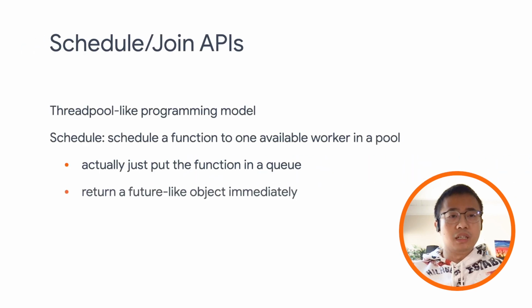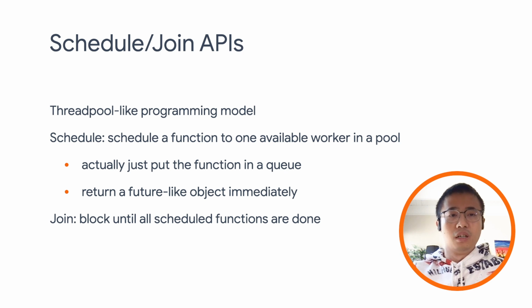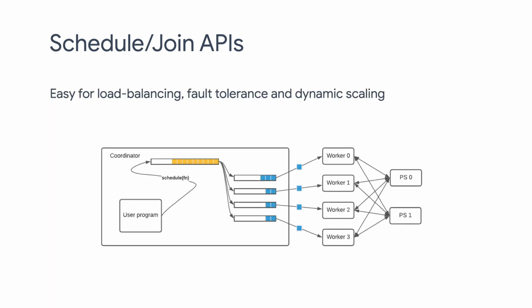The most important APIs are schedule and join primitives. They provide a thread pool-like programming model. The schedule method schedules a function to one available worker in the pool. It actually just puts the function in a queue and returns a future-like object immediately. The join method will block until all scheduled functions are done. These schedule and join APIs make it very easy to implement load balancing between workers, fault tolerance, and even dynamic scaling in the future. Let's take fault tolerance as an example.